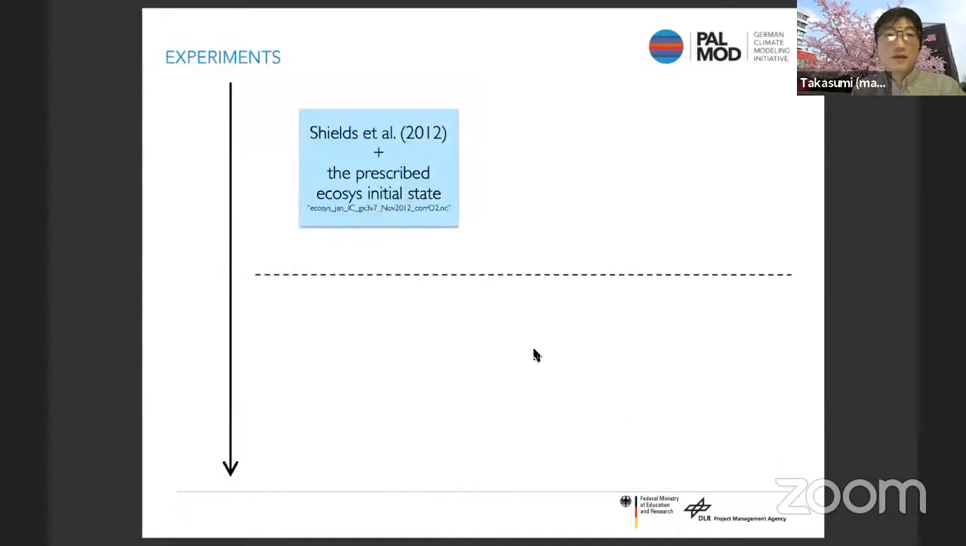Then we made a controlled experiment to compare the coupled model with the original uncoupled model. And we took pre-industrial physical restart information from Shields et al., and also the prescribed default ecosystem initial state.